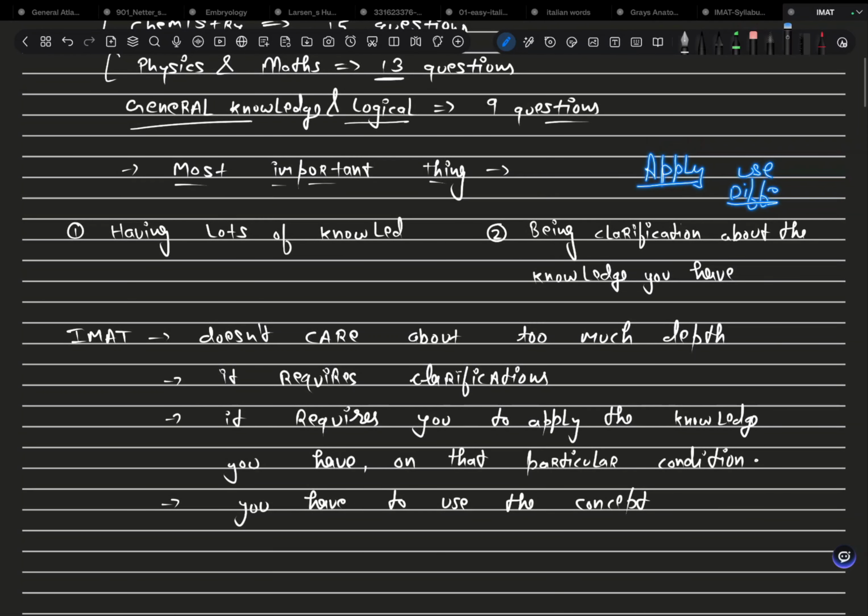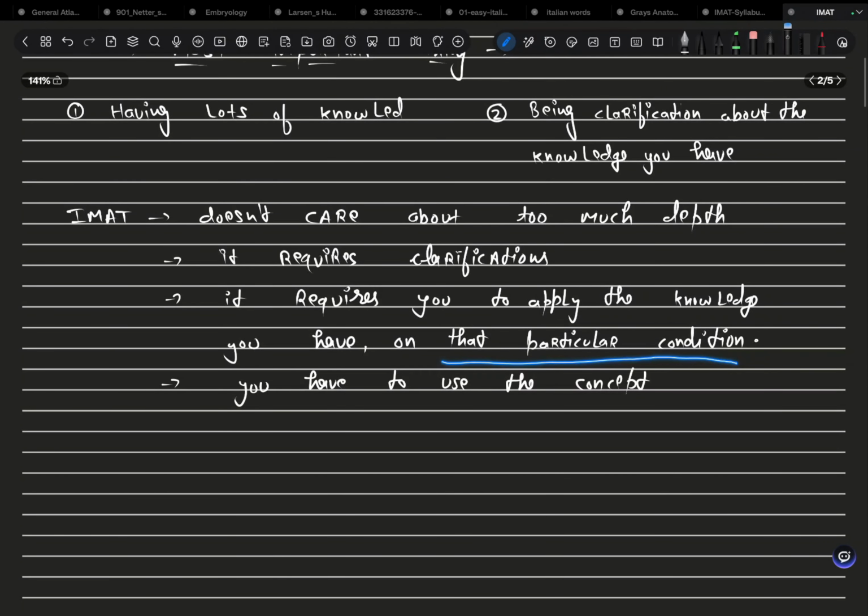In the case of IMAT, you don't need too much knowledge. What you need is clarity about the knowledge you have. You need to know how to apply that knowledge in a specific or different condition. It doesn't require depth of knowledge, but clarification of all the topics you have studied, and applying the concepts you have learned as per the question.